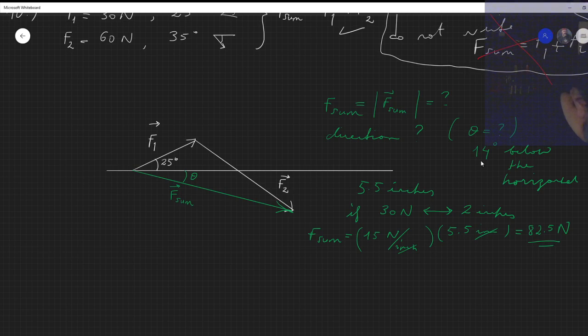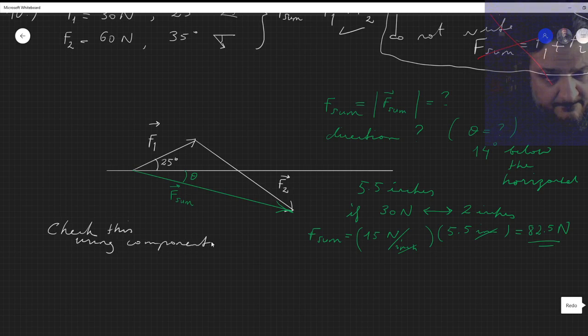What is the vector sum of these two forces? We found the sum. Let's check this result. How? Well, we can use the component method. That's not part of this problem, but we can always check our result, right? So, check this using component method, which will be the next topic in this list anyways. So let's do it.